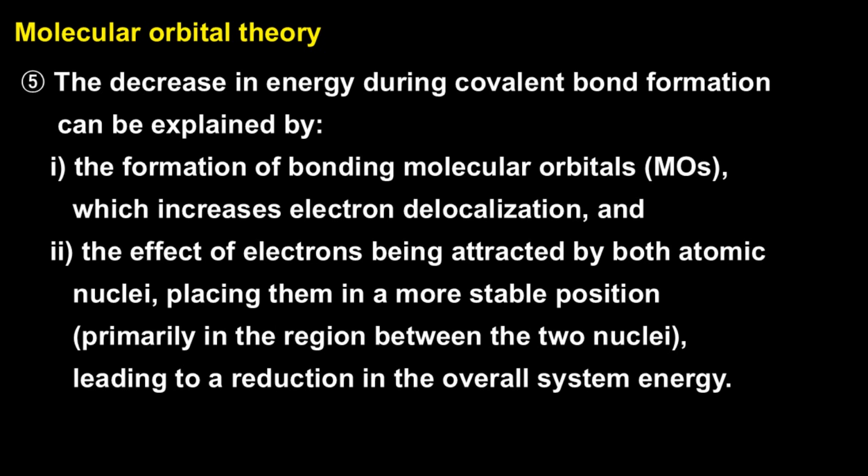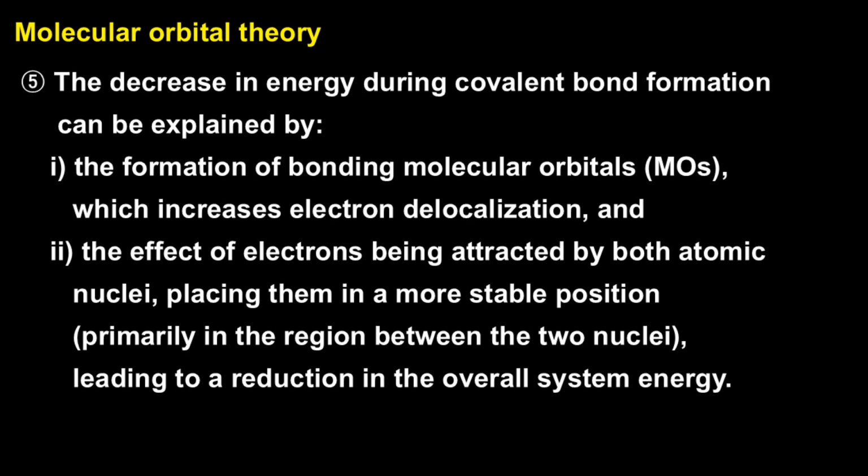Second, the electrons in the bond are now attracted to both atomic nuclei. They're no longer pulled toward just one atom. Instead, they're drawn into the space between both nuclei. That region is more stable, and as electrons settle into it, the total energy of the system decreases. So to sum it up, energy drops during covalent bond formation because electrons are more delocalized, and they're stabilized by the attraction from both nuclei. And that's what makes covalent bonds so effective. They pull atoms together into a lower energy, more stable arrangement.